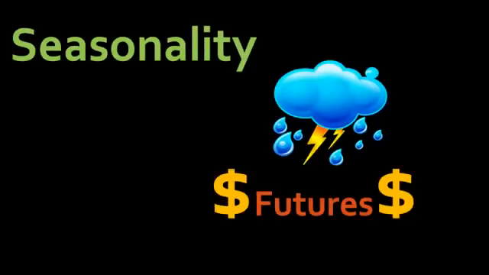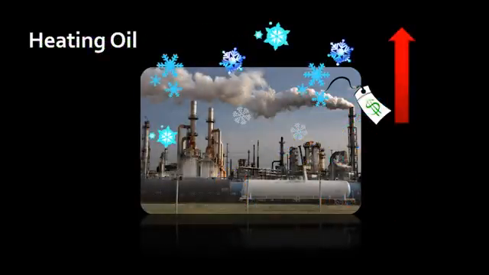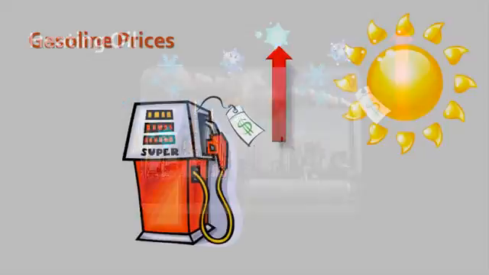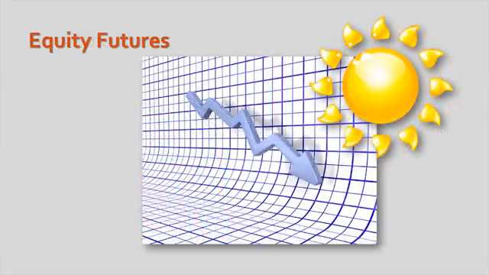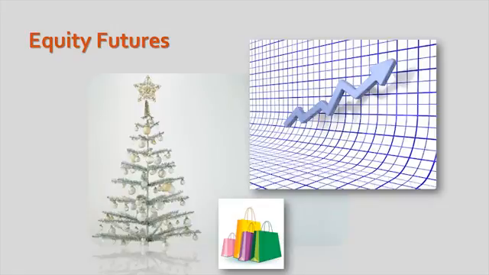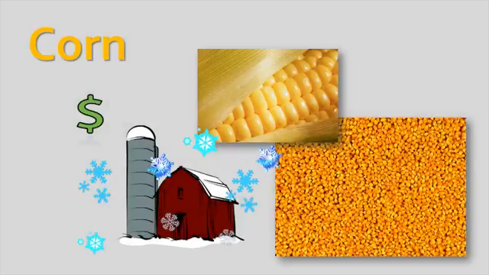Seasonality is the effect of the weather on the price of a futures contract. For example, heating oil prices are higher during the winter, and gasoline prices are higher during the summer driving months. Equity futures are known to decline during the summer vacation months and rally during the Christmas shopping season. Storage costs are why corn for sale in the winter or spring costs more than during the harvest season. It costs money to store corn, and this cost is reflected in the contract price.